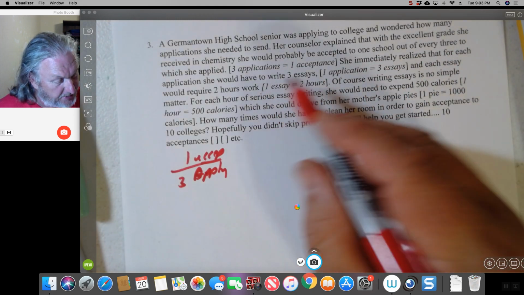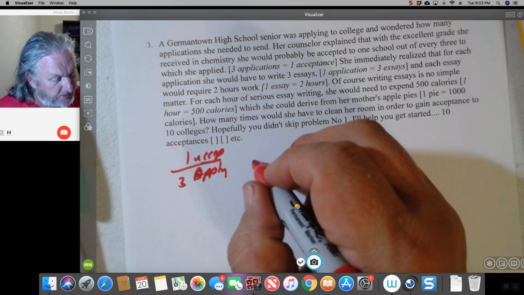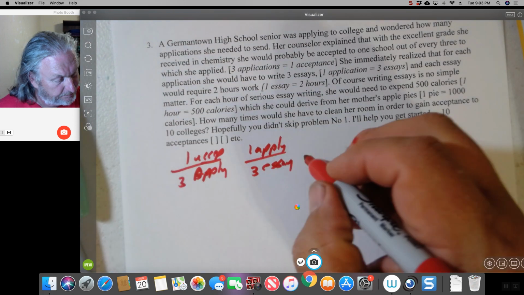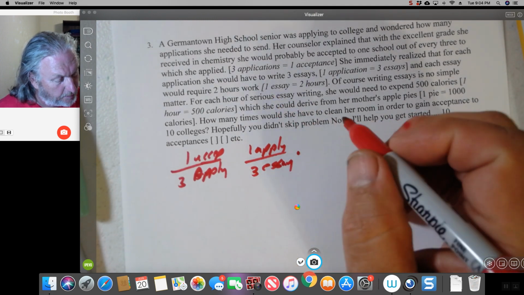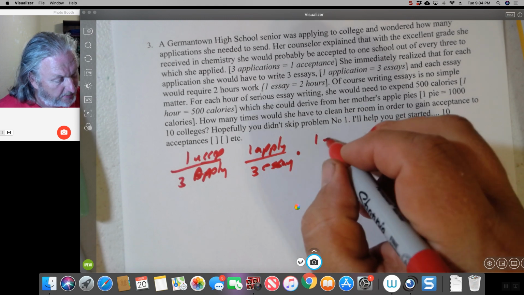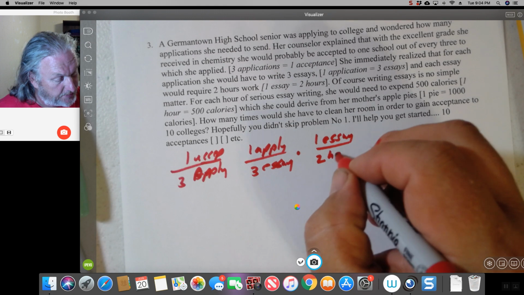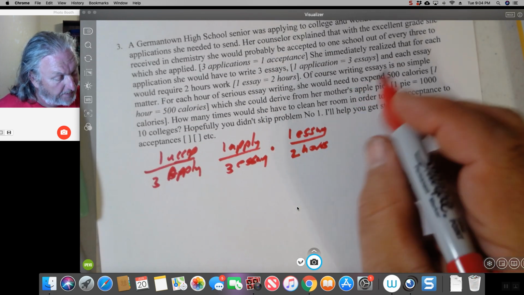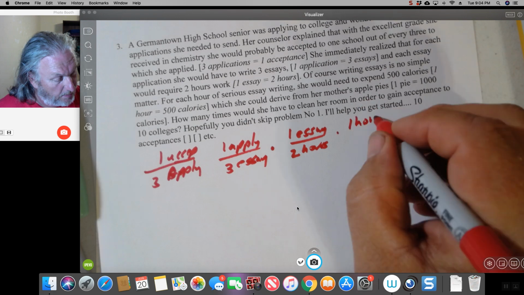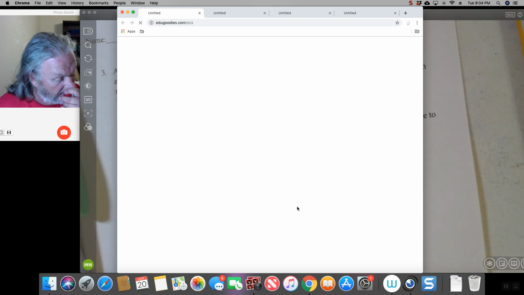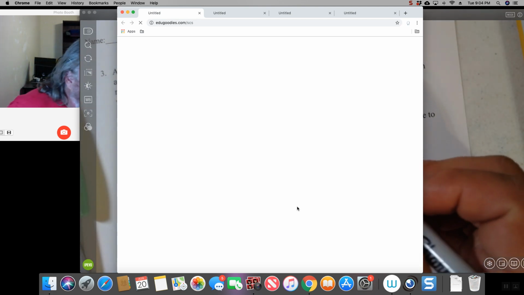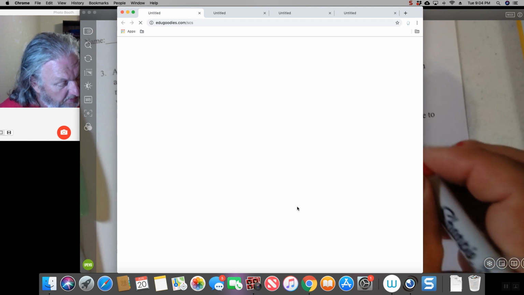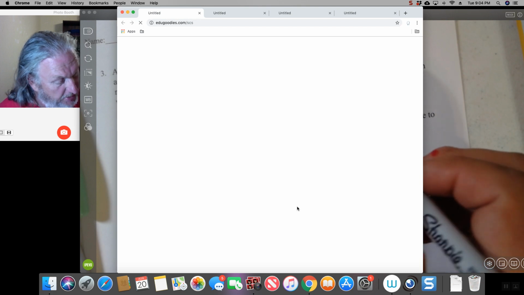She immediately realized that for each application, she would have to write 3 essays. So one application, three essays, and each essay would require 2 hours worth of work. So for every one essay, that equals 2 hours. That would expend a lot of serious energy on her part. For each hour of essay writing, she would use 500 calories. Notice how I set these up so I can factor out those units. And she could derive from her mother's apple pie: one apple pie equals 1,000 calories. So how many times would she have to clean a room in order to gain acceptance to 10 colleges?